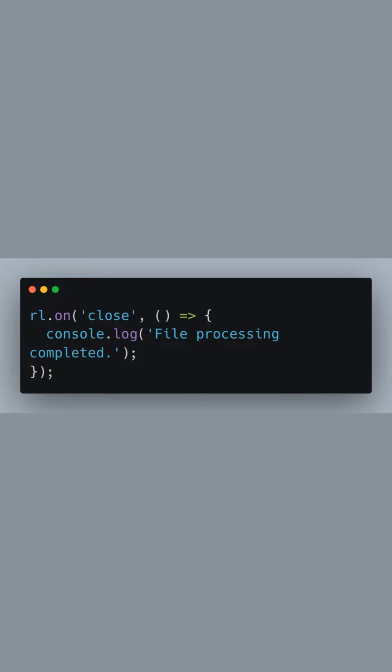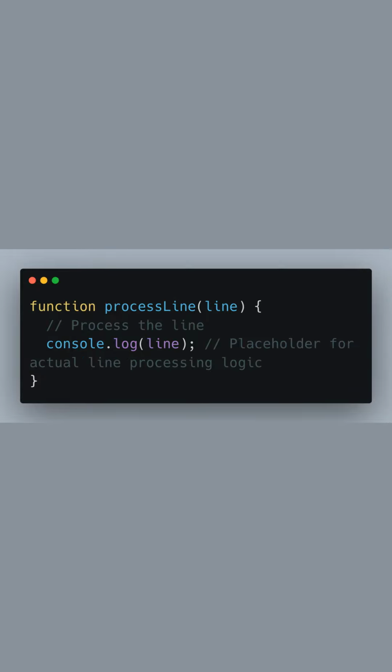Another event listener we set up is for the close event. This event gets triggered when the stream has finished reading the file, and we log to the console that file processing has been completed. Lastly, let's define the processLine function.